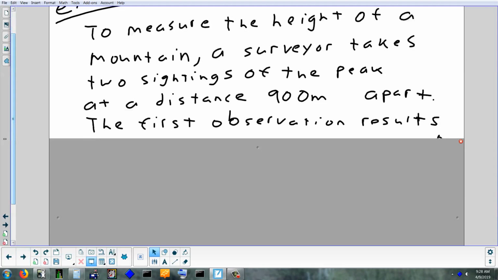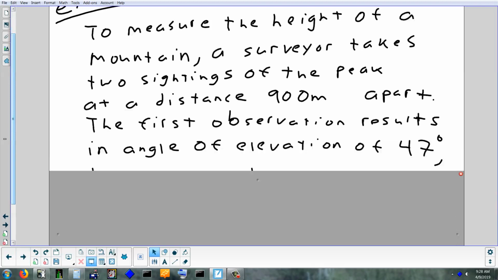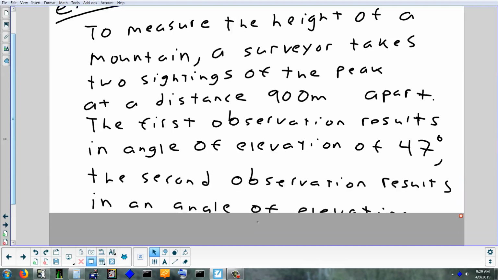So, in the first spot that the surveyor set up all their equipment, they used the transit, looked through maybe the sight on it, measured the angle of the top of the mountain, and it was 47 degrees. The angle of elevation is the angle from the horizon. So it's kind of like if you were trying to aim something at the mountain, right? Trying to hit a target on top of the mountain. It's the angle you would have to aim your projectile at to hit the target.